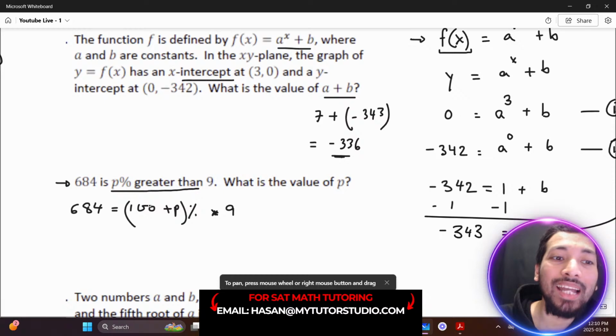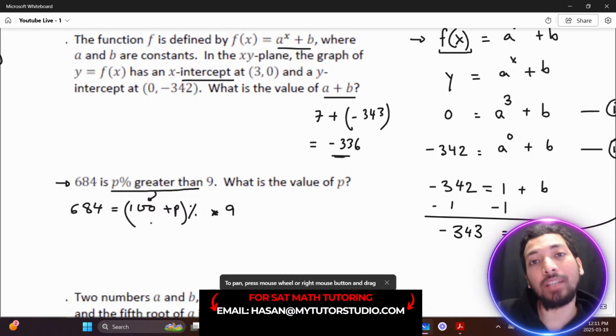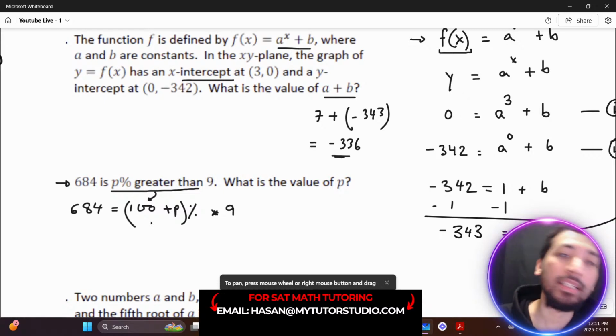So this greater than is coming in the form of 100 plus p. So p% greater than means 100 plus p. p% less than means 100 minus p. Keep that strategy in mind. Now, this is my base value, which is 9. And now from this equation, we just solve for the value of p. So let's see how we can solve it.